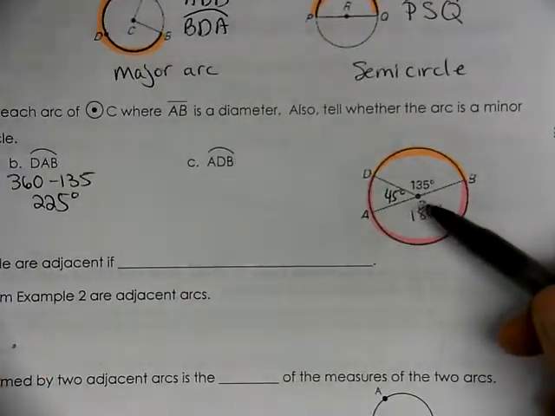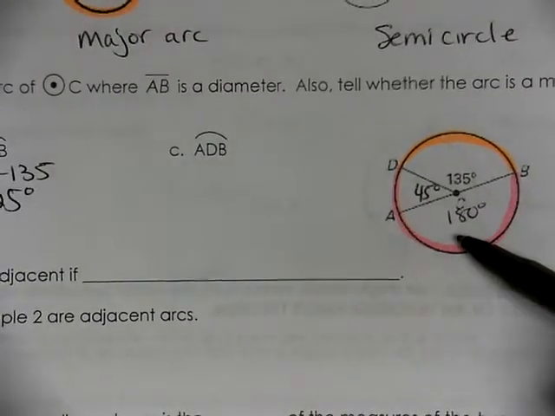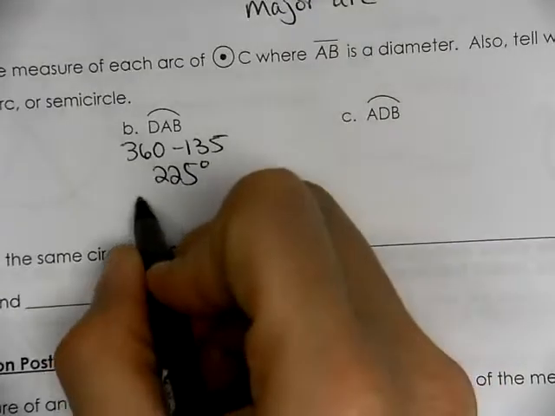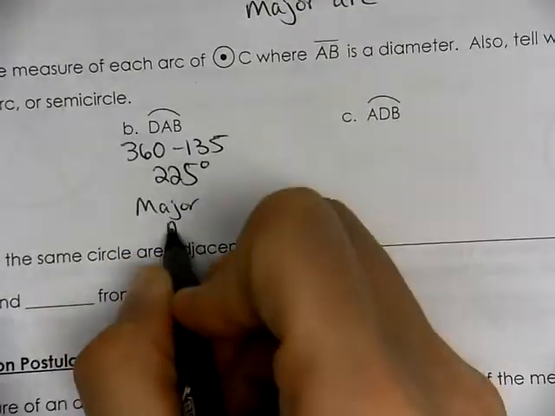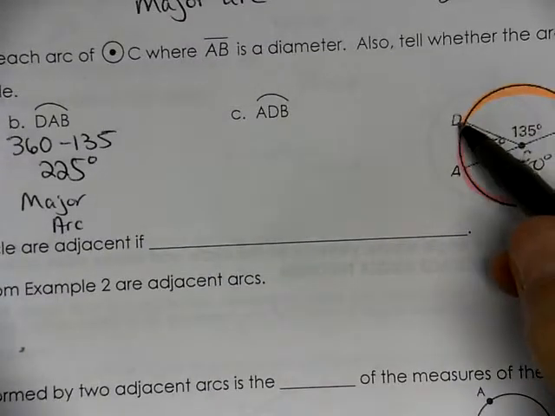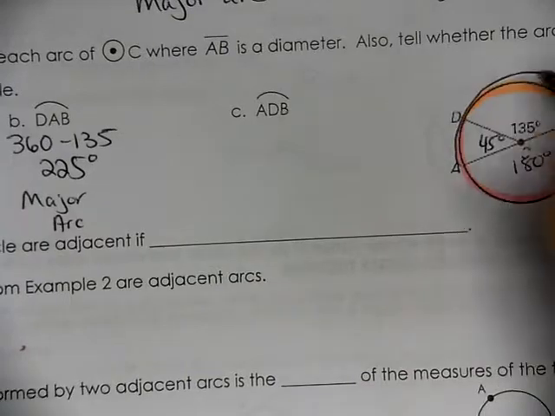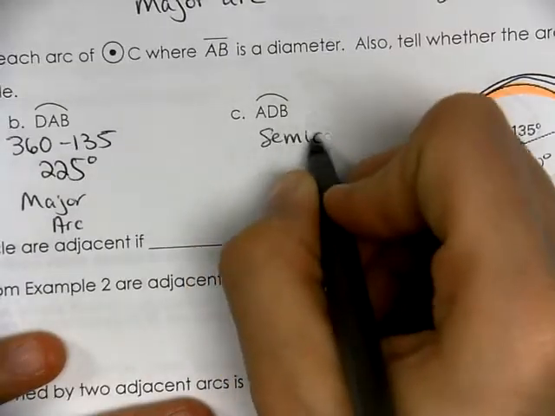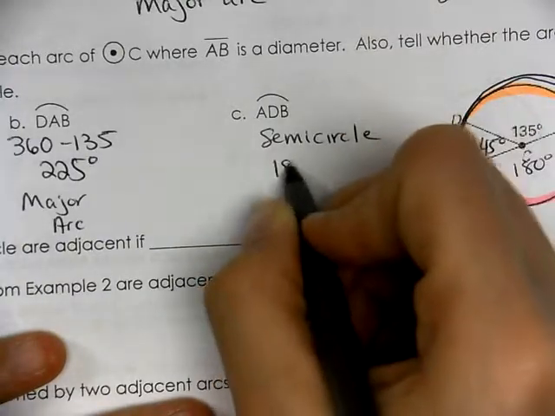So anything that you learned in chapter 3 about angles also applies here. Oh, this is a major arc. And then A to D to B is what? Last one. Semicircle. And that's 180 degrees.